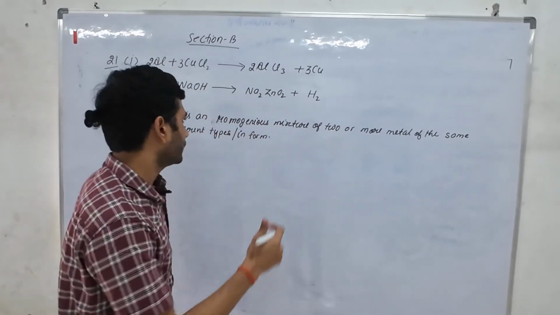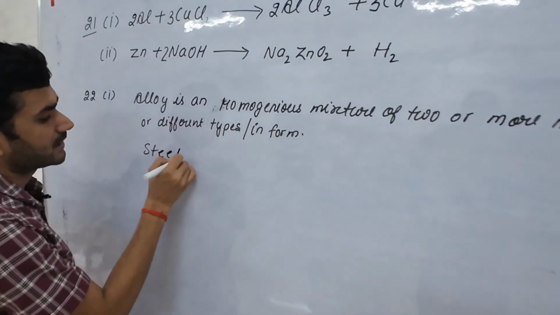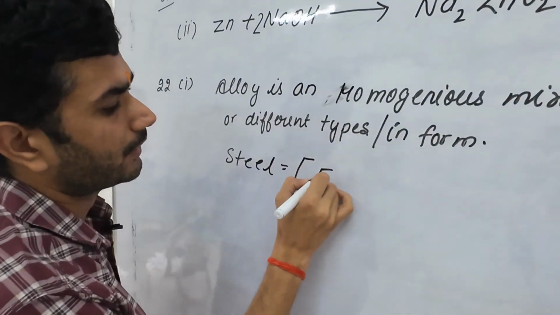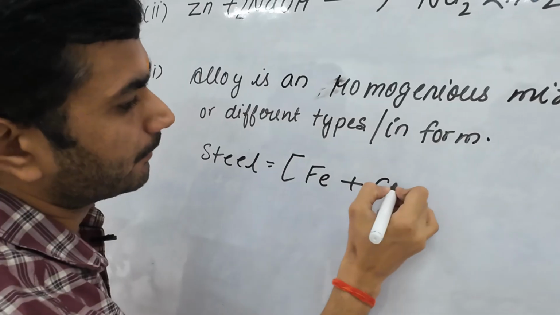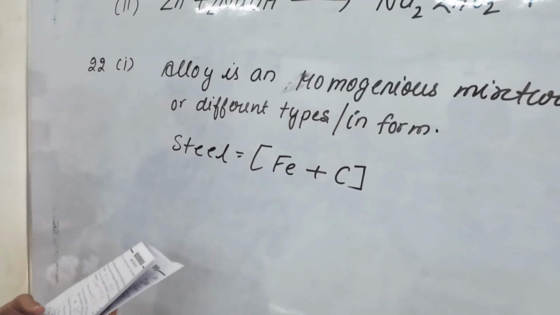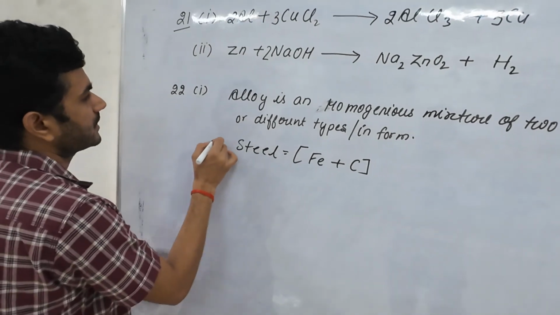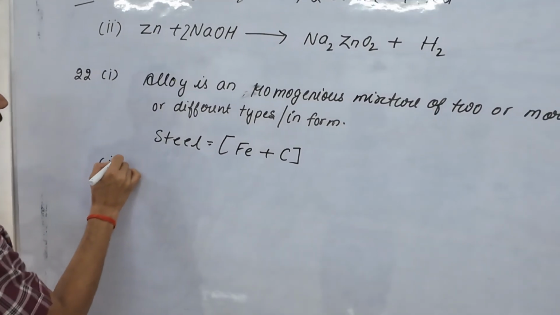Alloy only. So here I am writing a few examples: steel is an alloy of iron with carbon. Understood? Now that is enough examples. Now the second portion, what is the question there?